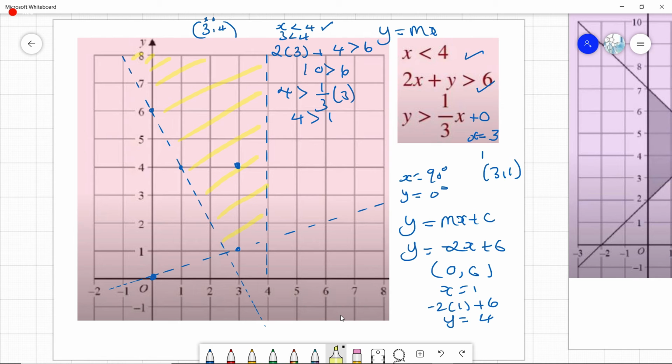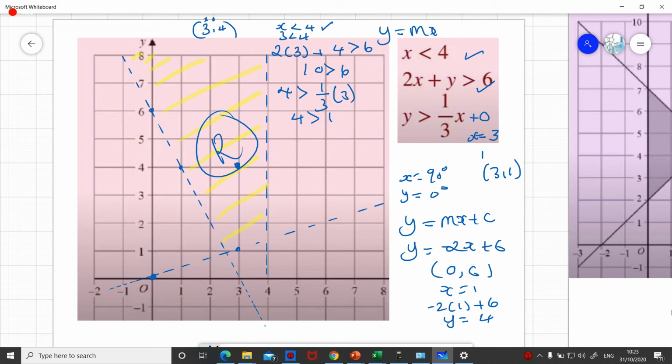And there. So that region here is definitely going to be the region R. So that is how we do this question.